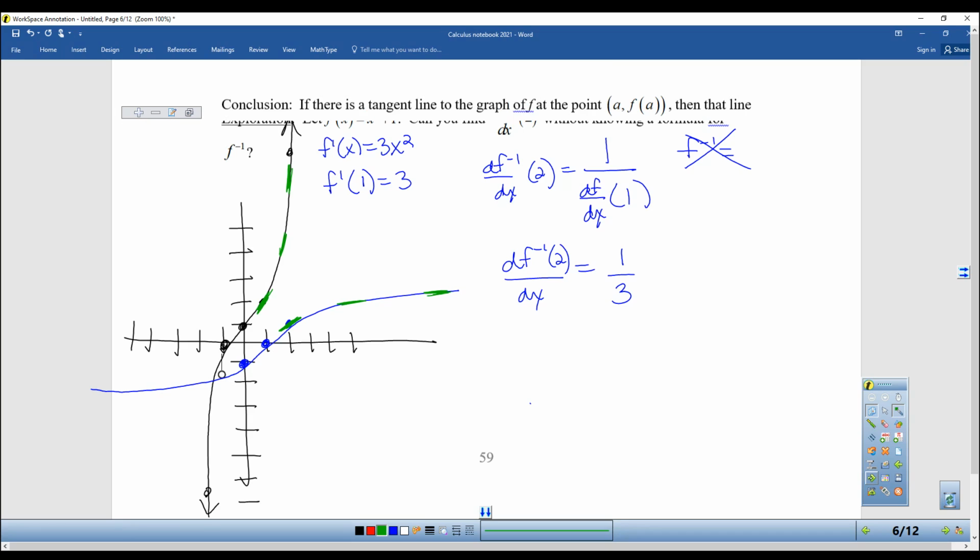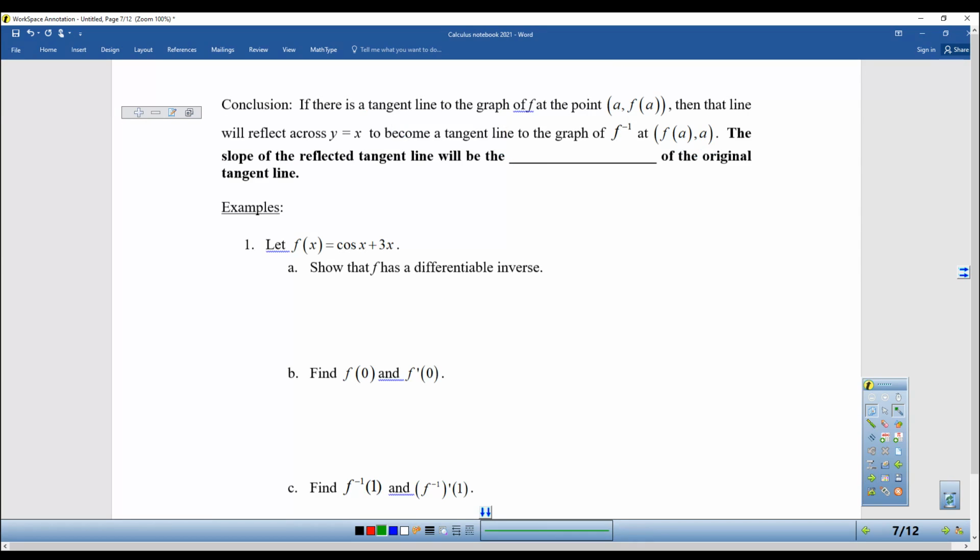The conclusion is, if there is a tangent line to the graph at the point a comma f of a, then that line will reflect across y equals x to become the tangent line to the graph of f inverse at f of a. All they did was switch the points. And the slope of the reflected tangent line will be the reciprocal of the original tangent line. So here's the fancy way of saying everything that I just explained.